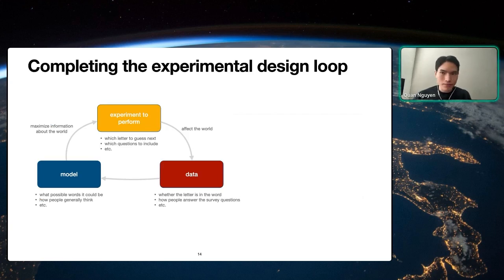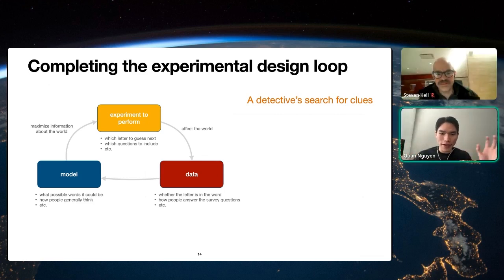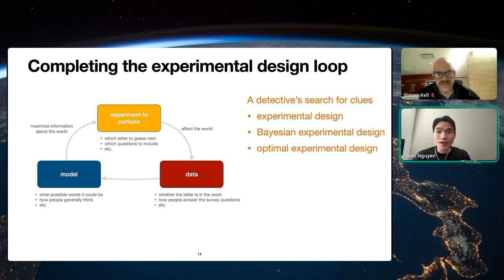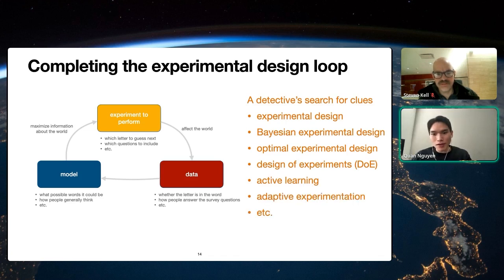Okay, I'm running out of time, so let me quickly wrap up this talk by telling you a bit about what different names this experimental design can have in different fields. Basically, you can think of it as a detective searching for clues, where you try to look for different ways to gather clues to refine your hypothesis, right? And this has different names across different fields. It can be called experimental design, Bayesian experimental design, or optimal experimental design in statistics. In engineering, people usually call this a generalized form of design of experiments. In machine learning, we call it active learning or adaptive experiments. But there are so many other different names that point to the same idea.